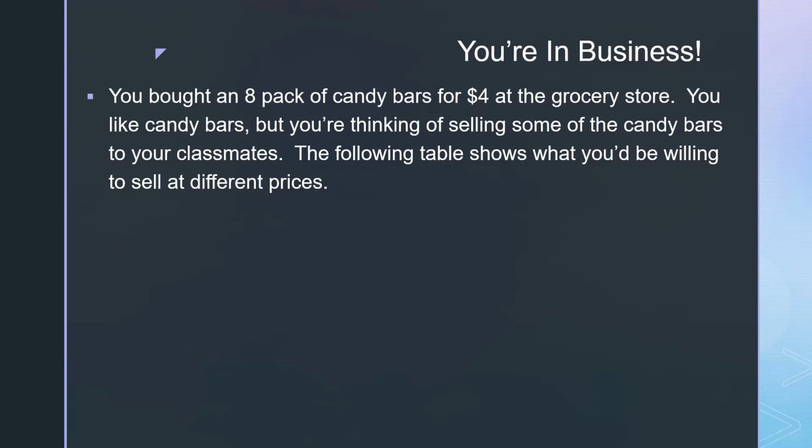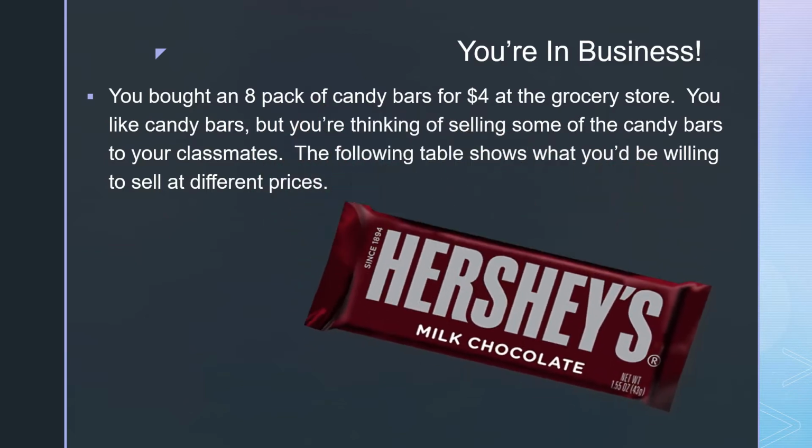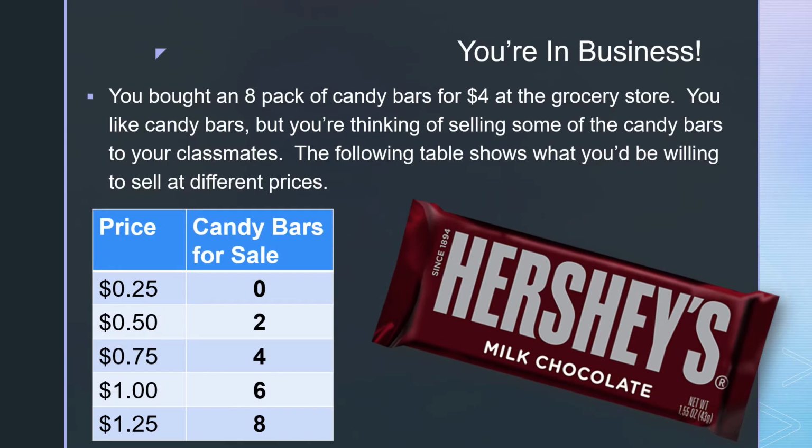Now, the following is a table of what you'd be willing to sell at different prices. So because you don't want to lose money, you're not going to sell any candy bars for 25 cents. As a matter of fact, you're not even going to enter the market for selling candy bars until 50 cents because that's your cost, right? You had to pay 50 cents. So maybe if people are willing to give you 50 cents, you would take 2 candy bars and maybe sell them to your 2 friends for 50 cents apiece.